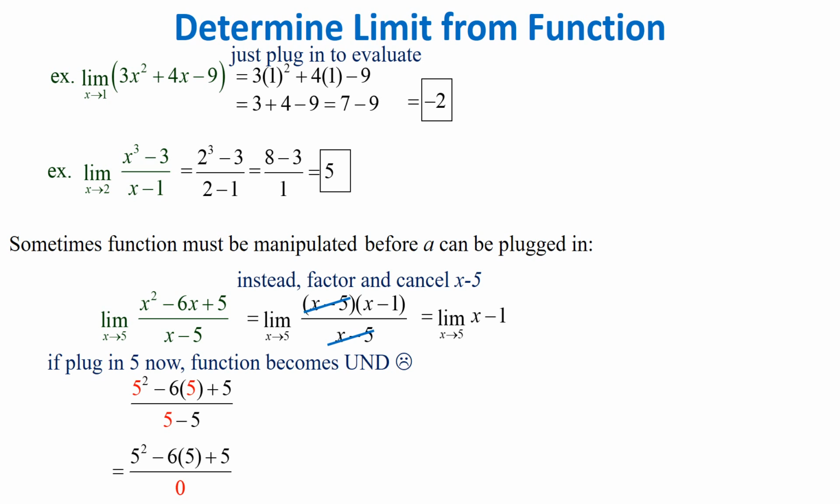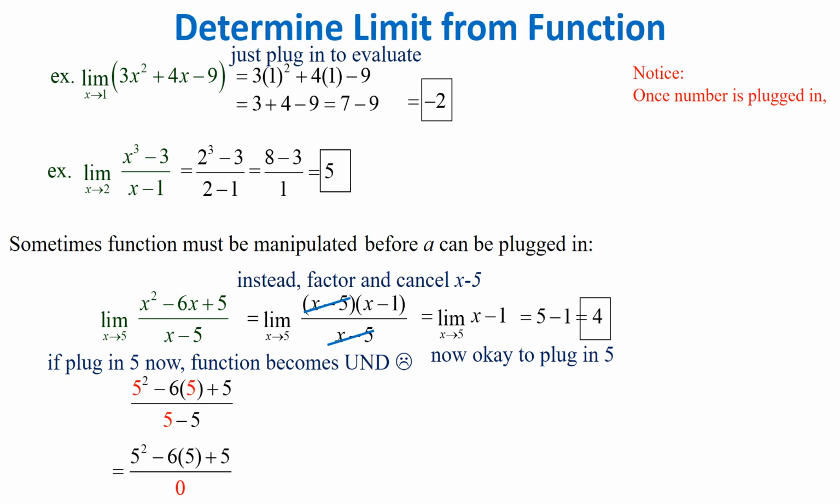Now what I have left after I cancel out the x minus 5s is the limit as x approaches 5 of just x minus 1. Now I don't have a conflict. The 5 is not going to make anything undefined, and I can just plug it in. So I plug in, I have 5 minus 1, and the limit is 4. Let me say formally what I was just saying before. Notice that once I plug in the value, like for the first one, x approaches 1, when I plug in the 1, then the limit notation goes away. That happened here when I did the test plug-in, and that happened here when I did the final plug-in.